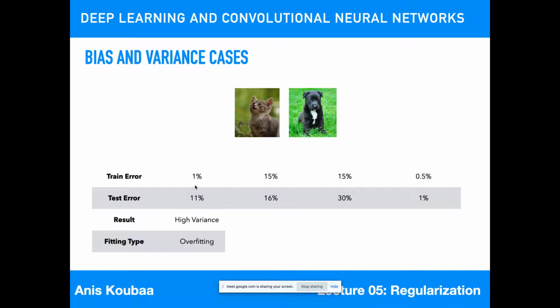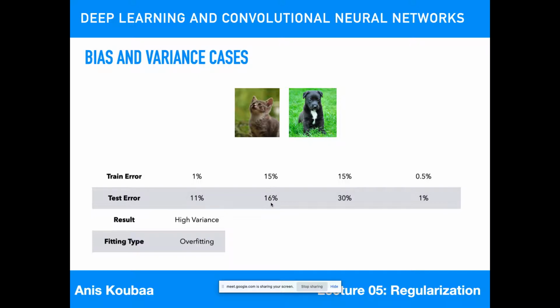It's very good in the training, but it's very bad in the test. The error of the test is much higher. The test error is much higher than the train error. Now imagine that you have a train error of 15% and a test error of 16%. It's bad for both. Underfitting.